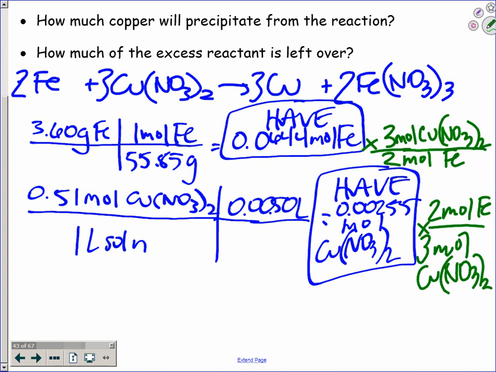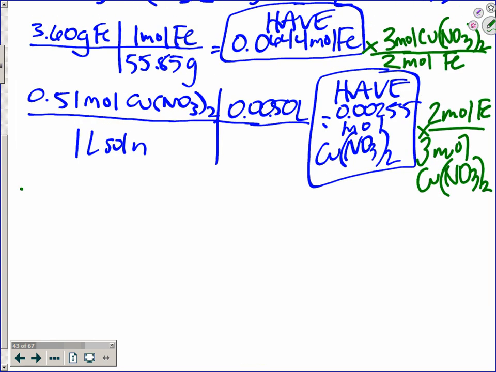Okay, I'm running out of space on mine. Hopefully you have space. We're going to calculate this now, okay? So take your half, multiply by 3 over 2, and then separately half, multiply by 2 over 3. What's the top one? 0.096. 0.096 what? Moles of copper 2 nitrate.